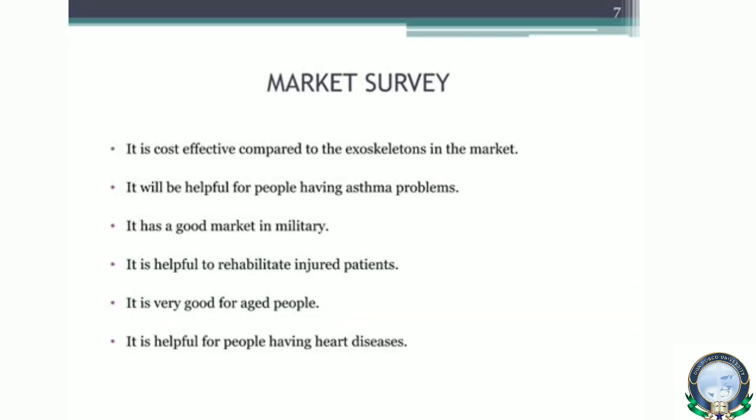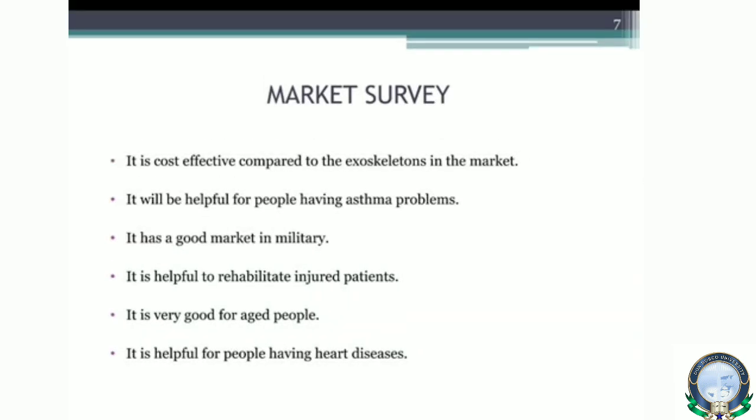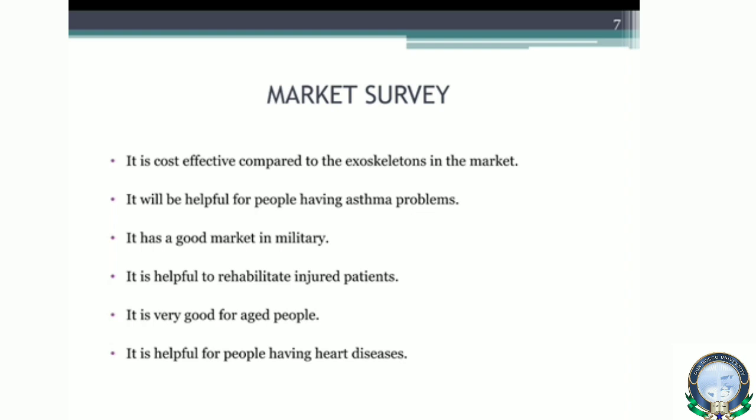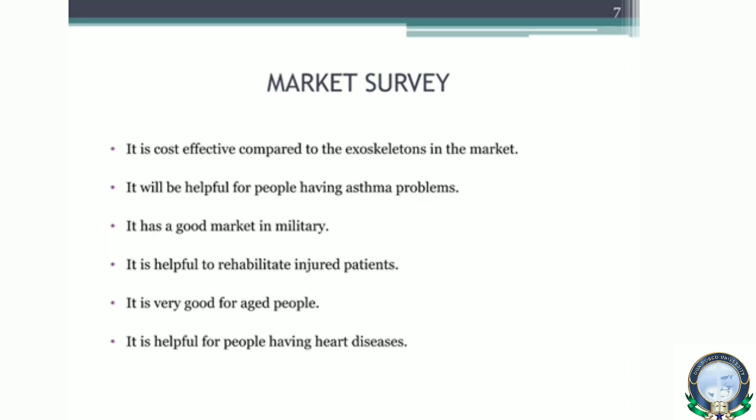And this is the market survey. Our project is cost effective compared to the exoskeletons in the market, so it will be easily affordable by middle class people. It is also helpful for people having breathing problems, those who get tired in walking. These exoskeletons are also good for the military market.